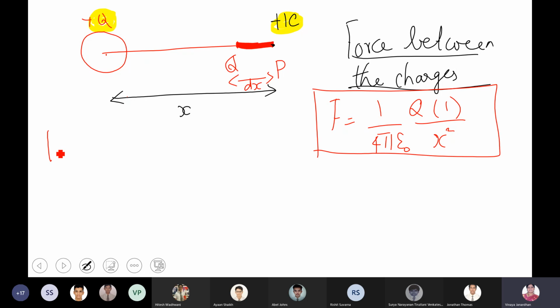Okay, now you write work done in moving the charge from which point, boys? From P to Q.